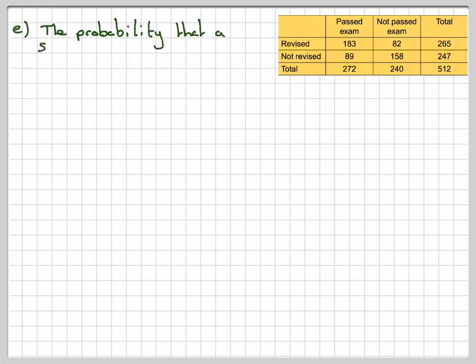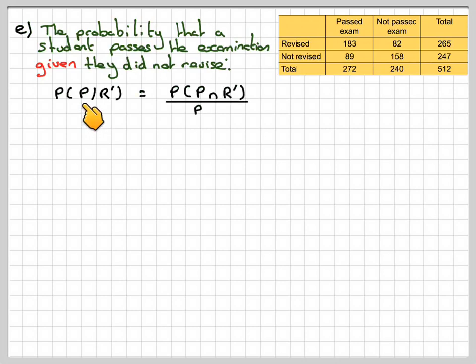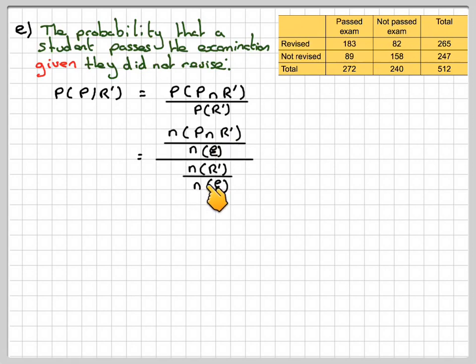And part E, the probability that a student passes the examination given that they did not revise. So that's going to be the probability of passing given they did not revise. So it's P given not R, which is the probability of P and not R divided by the probability of not R. Using the formula, that's the number in P and not R divided by the number in the universal set, divided by the number in not R divided by the universal set.